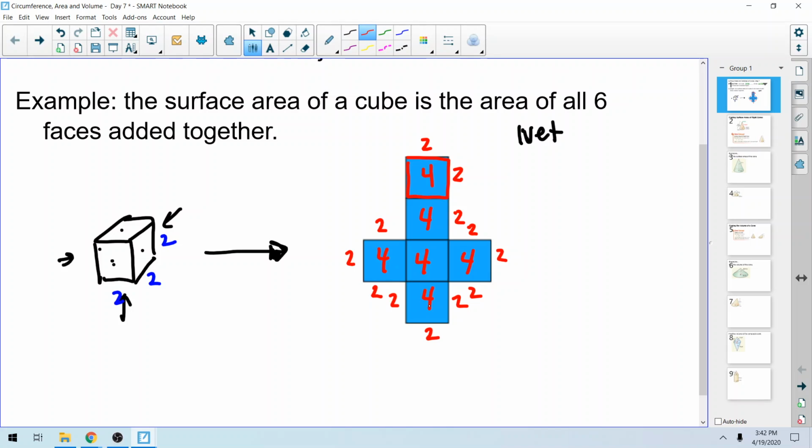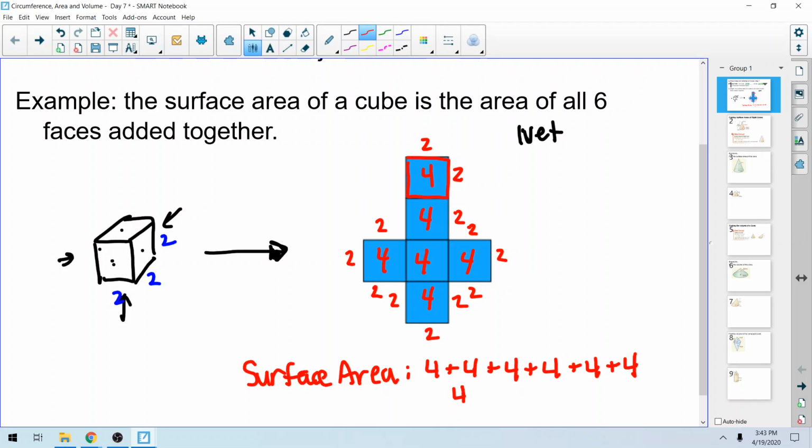So area of 4, area of 4, area of 4. So if I want the surface area of the cube, I would just add all of those together. So I would have 4 plus 4 plus 4 plus 4 plus 4 plus 4, which is 1, 2, 3, 4, 5, 6, because there's 6 sides. An easier way of doing that would be saying 4 times 6, which is 24. So the surface area of that particular cube would be 24 units squared.